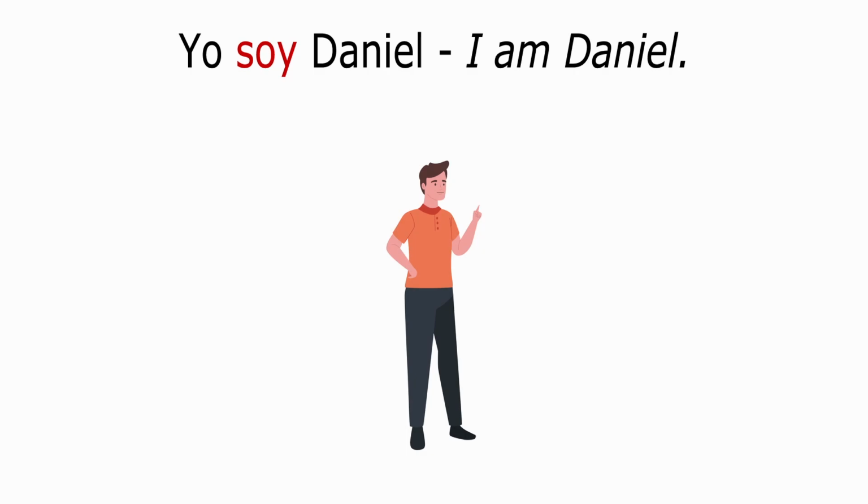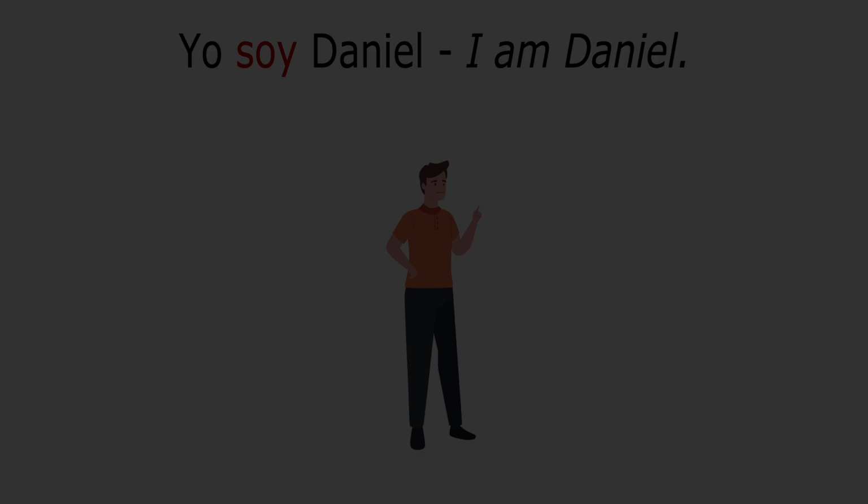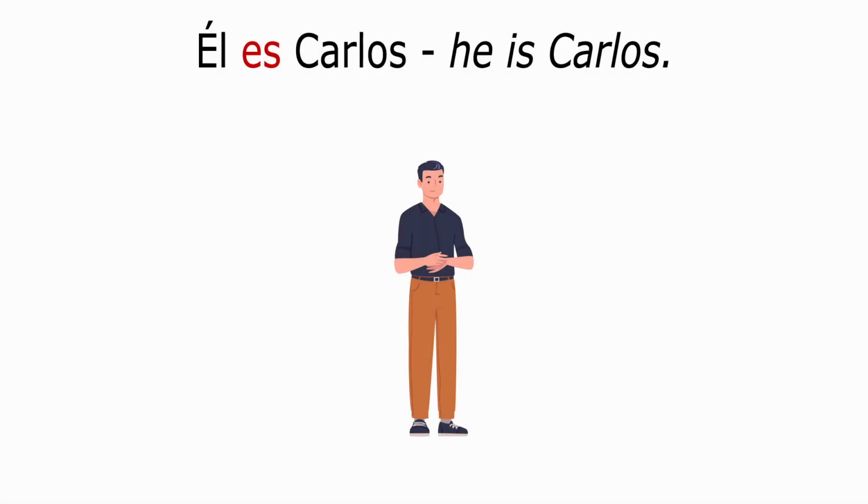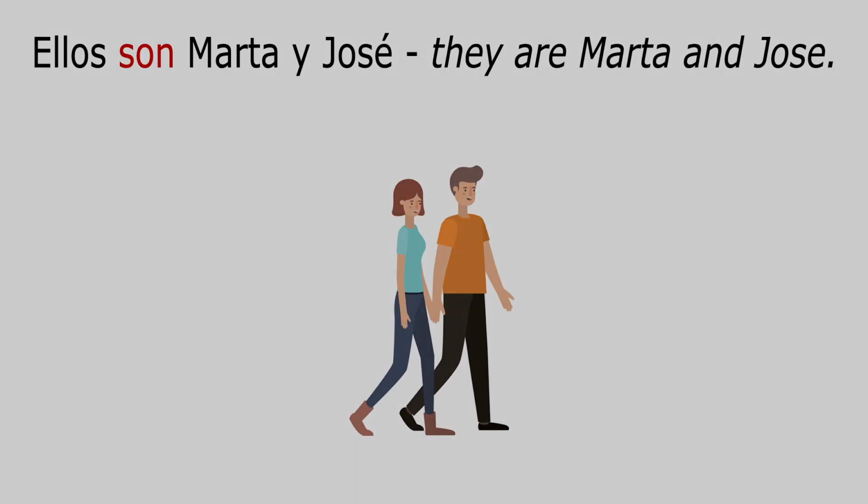Yo soy Daniel. I am Daniel. Ella es Ana. She is Anna. Él es Carlos. He is Carlos. Ellos son Marta y José. They are Marta and José.